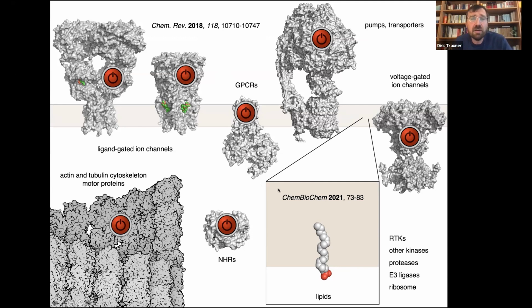But today, as I said, I really want to focus mostly on ion channels and GPCRs and throw a little bit in on kinesin. And then maybe, if I get around to it, also talk about E3 ligases. These are the proteins that mark other proteins for destruction, and we can turn them on or off with light as well.